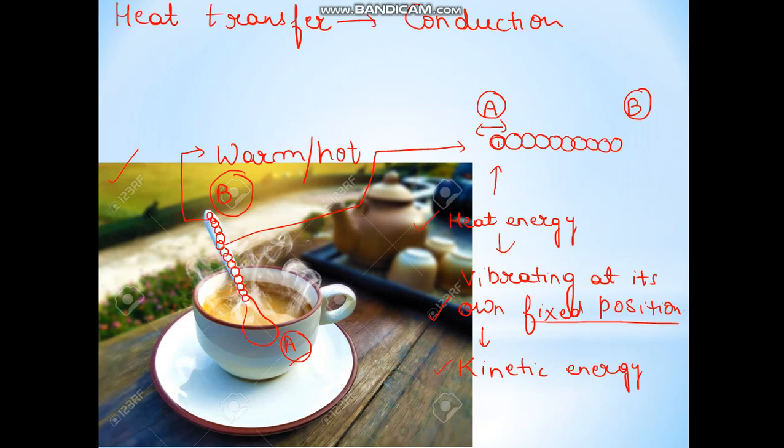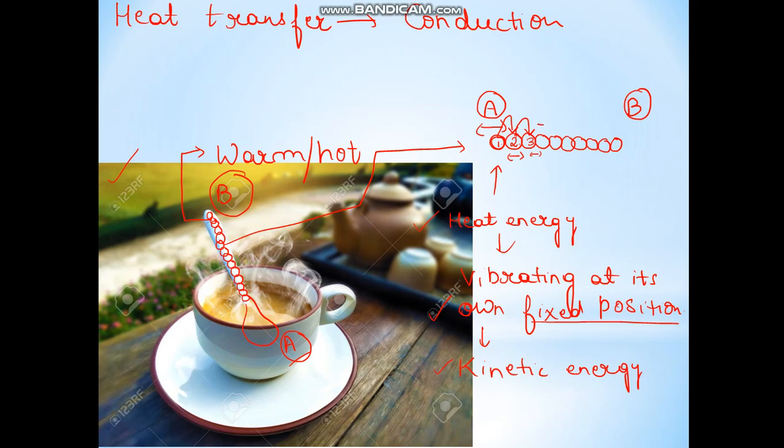Now since there is no gap, all the particles are arranged very closely to each other, so when the first particle vibrates, it will transfer the heat energy, in the form of vibration, to the second particle. So the second particle will also start vibrating. Then when the second particle vibrates, it will transfer the vibration, and this vibration, children, is due to the heat energy, to the third particle, which will also start vibrating like this.